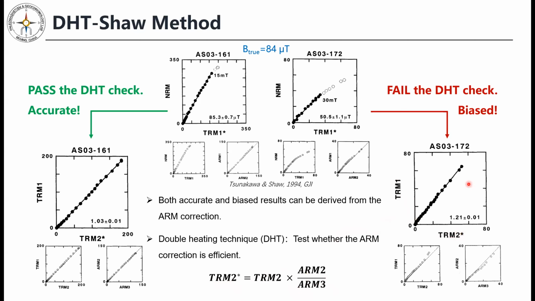Using this plot, we can estimate the known lab field. If the retrieved result is close to the strength of the lab field, we can see that the ARM correction is efficient, so we can adopt the sample's paleointensity estimations.